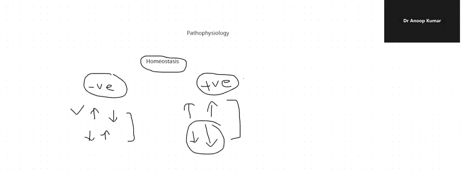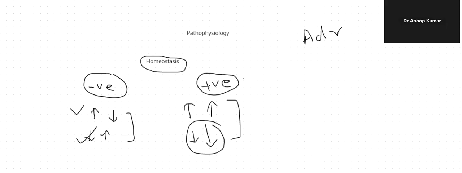Another example we have discussed many times. If your blood pressure is decreased, your body's baroreceptors in the blood vessels or carotid sinus sense that your blood pressure is decreased. Signals go to the brain. In response to that, what will the brain do? The brain will activate the sympathetic system. And if the sympathetic system is activated, adrenaline, noradrenaline, these types of neurotransmitters are released. How do adrenaline and noradrenaline increase the blood pressure?